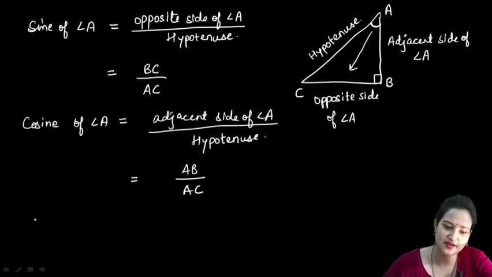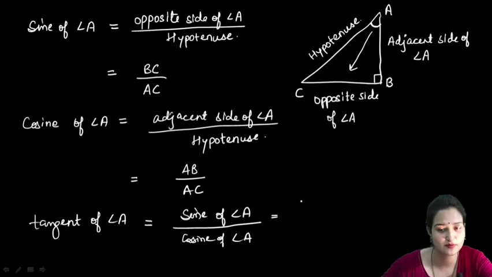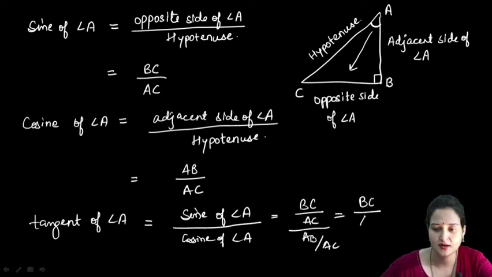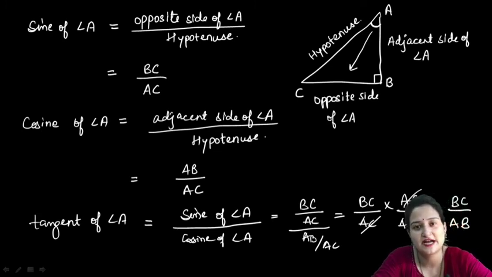Similarly, for tangent of angle A, it will be sine of angle A upon cosine of angle A. That will be BC upon AC divided by AB upon AC, which is BC upon AC multiplied by AC upon AB. Then AC and AC will cancel out and we will get BC upon AB. And this is the ratio of the sides for tangent of angle A.